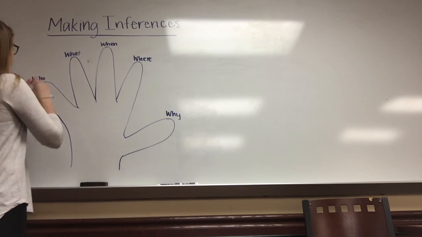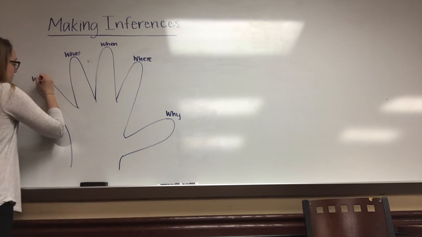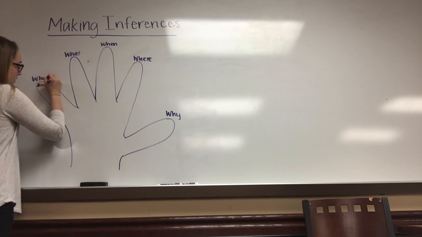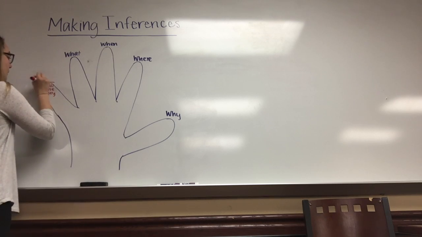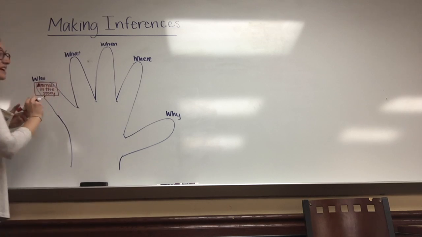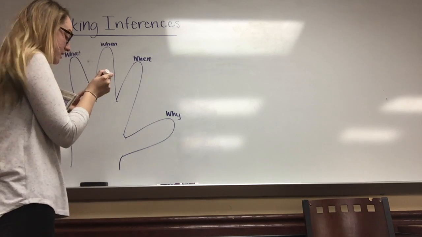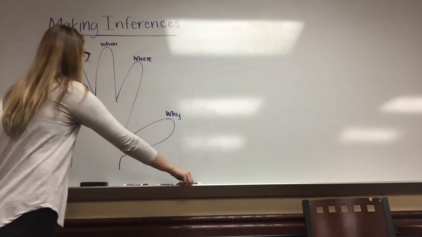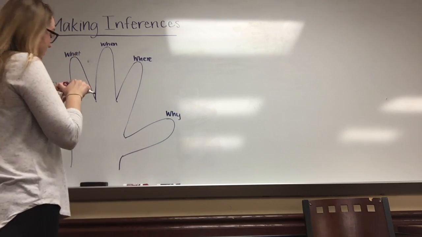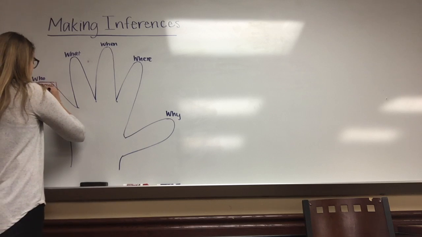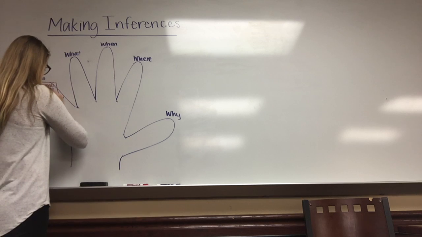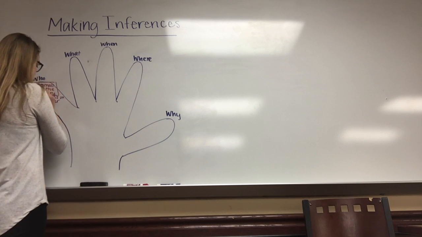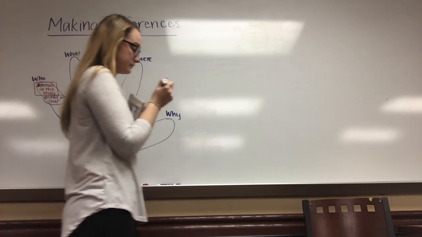I'm going to say animals in the story. And I'm going to draw a box around that to show that it's our inference. And then I'm going to put the evidence with that and just say that there are animals on the cover. And we're going to circle our evidence.